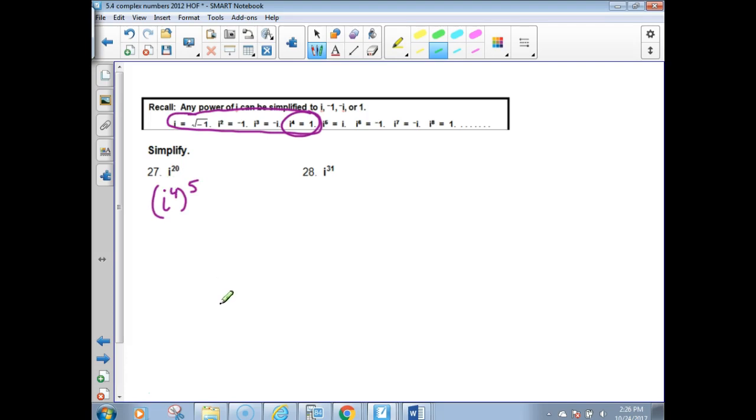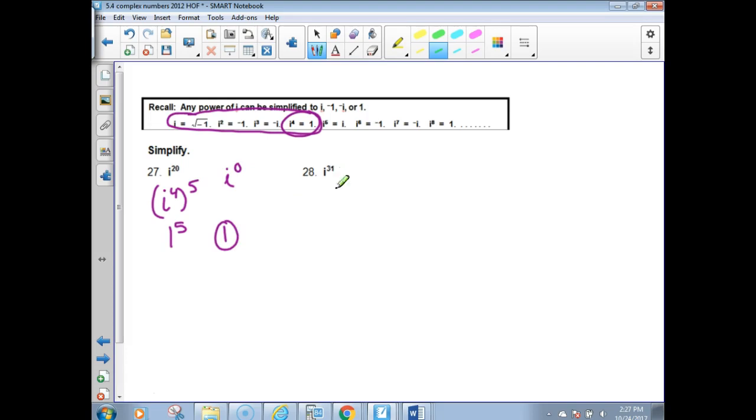i to the 4th is 1. You memorize that. So I've got 1 to the 5th. The answer is 1. Or you can do it this way. 4 goes into 20 evenly, so it has no remainder. i to the 0. What's anything to the 0? 1.